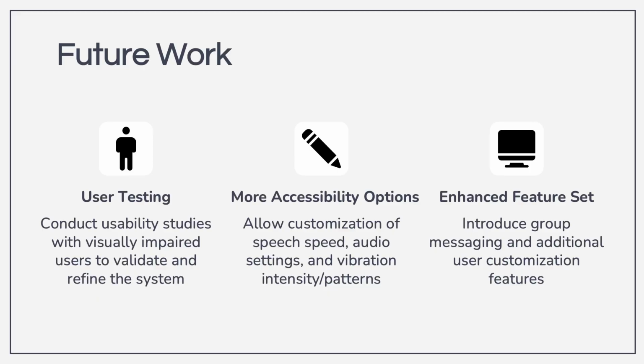There are also other additions that could be made in terms of making more customizable accessibility options, such as adjusting the speech speed or the intensity of the vibrations so that these can be tailored to each specific user's needs. And lastly, there are some more general and conventional features that could be added, like a group messaging system, so that not all messages are just one-to-one.